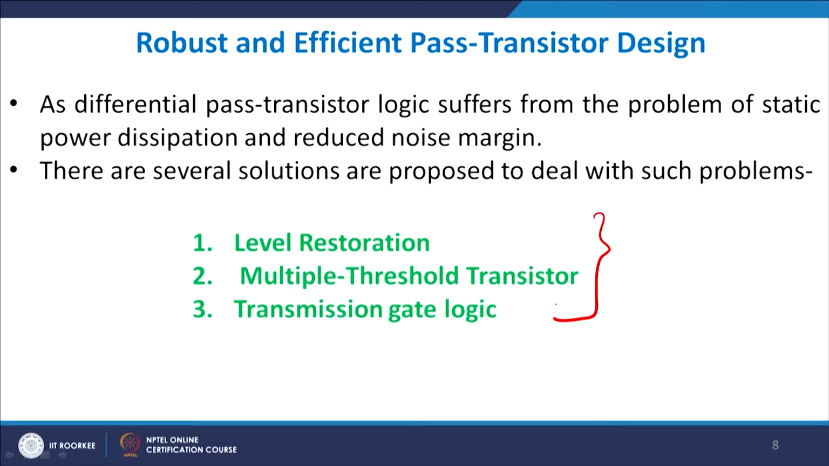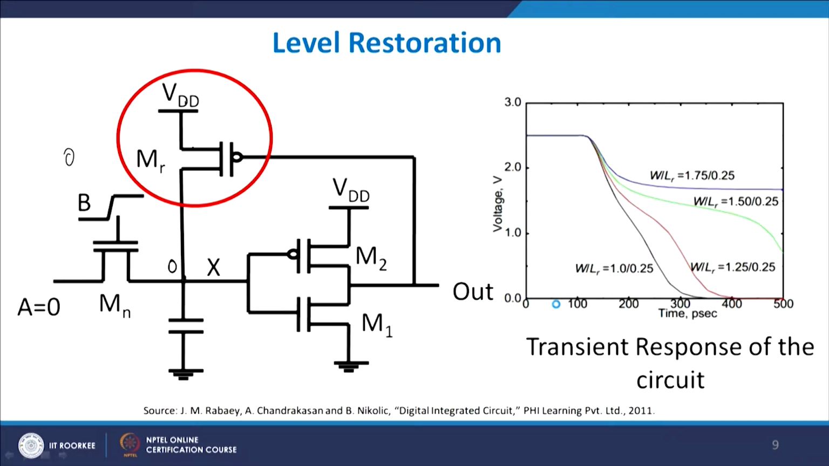Now, as I discussed with you, differential pass transistor logic suffers from the problem of static power dissipation. Why power dissipation? Because now you are directly allowing the output to see the input, right, and therefore there will be a large current, and therefore this will result in a larger power dissipation. So there are certain solutions, which are level restoration, multiple threshold, and transmission gate. We'll take each one of them and explain to you how it works out.